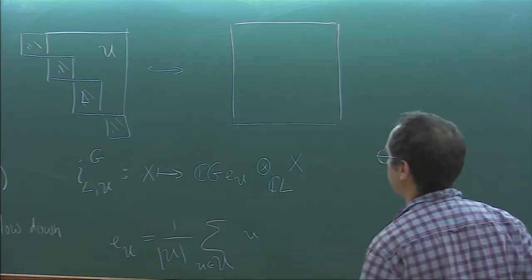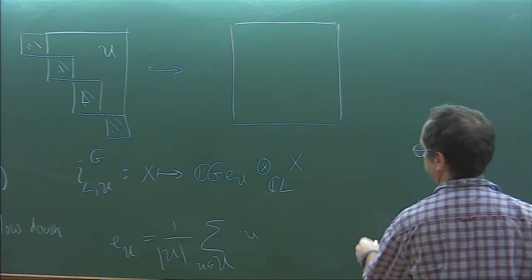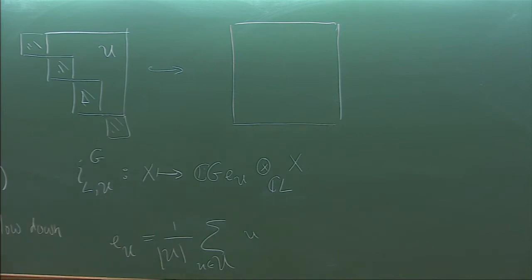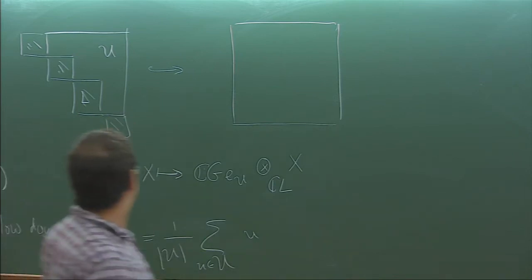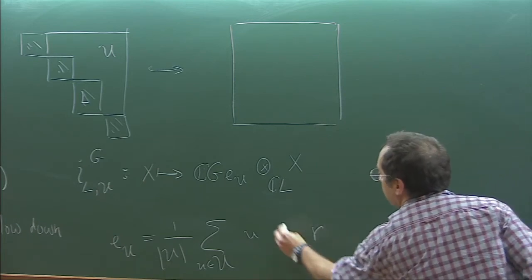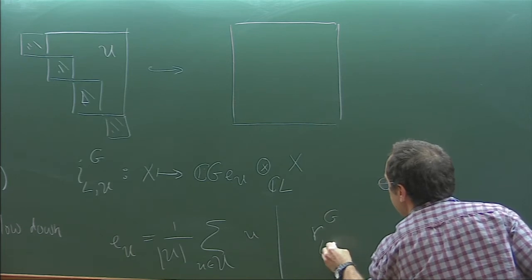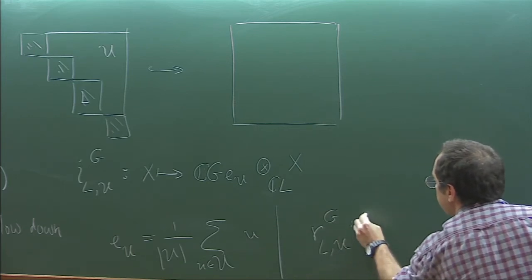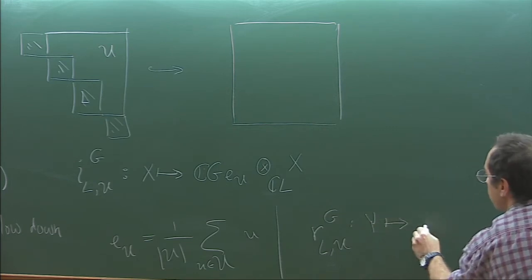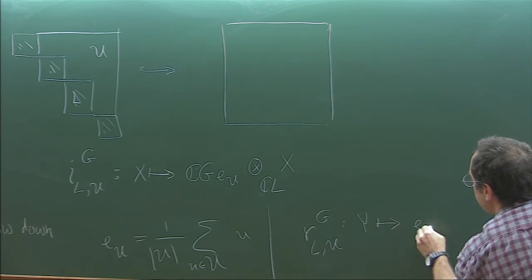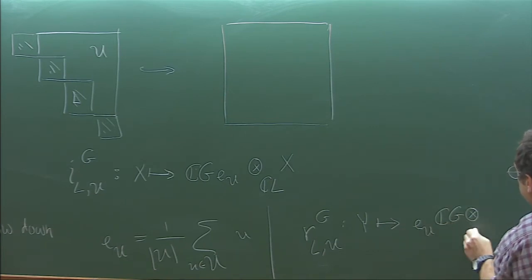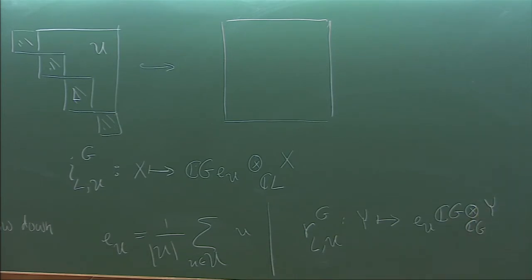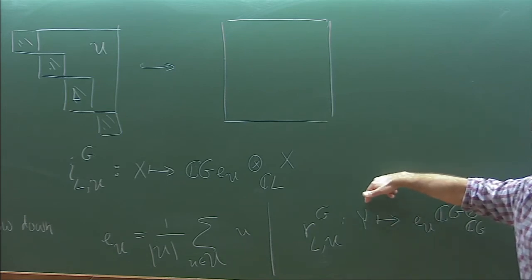And there's a functor in the opposite direction. The reverse functor will be R_L^U G, which will take a representation Y of G and send it to the representation of L, which is e_U CG tensor over CG of Y. So again, this is a CL-CG module, and by this operation, we get a representation of L from a representation of G.